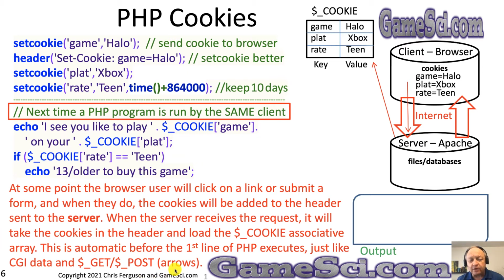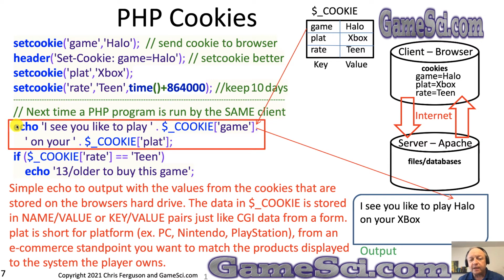Let's follow the arrows and see what's happening here. The client sends a request to the server. When it sends that request, it adds this cookie data in the header sent to the server. When the server receives the request, it sees the cookie data and boom, loads the cookies into the $_COOKIE array. This is automatic. It's done every time the browser contacts the server when it has cookies to share.